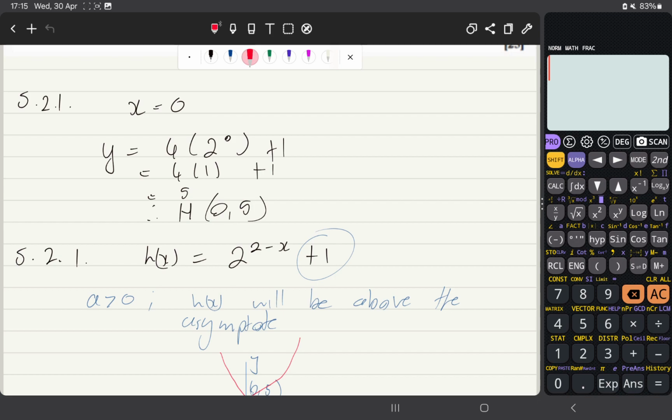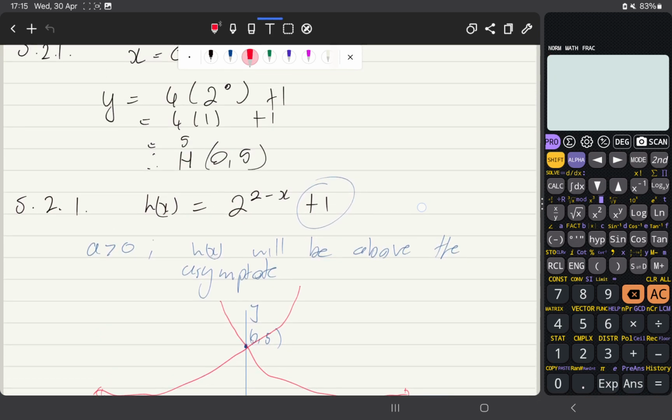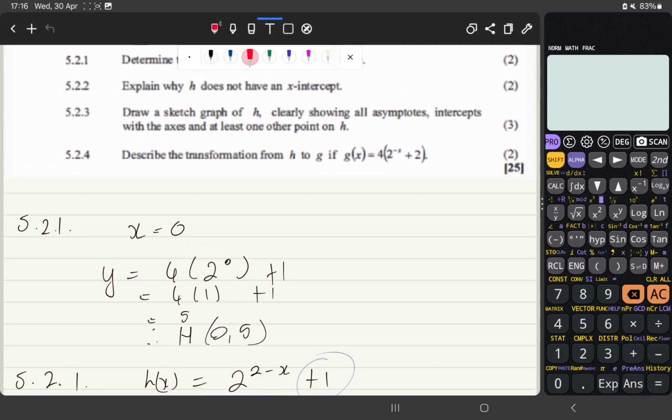I was going to comment about A and B. Remember, we have A and we have B. So if we write h of x is equal to 4 times 2 to the power of minus x, and then plus 1, if you write it in this way, we know that this is B, and we know that this is A.